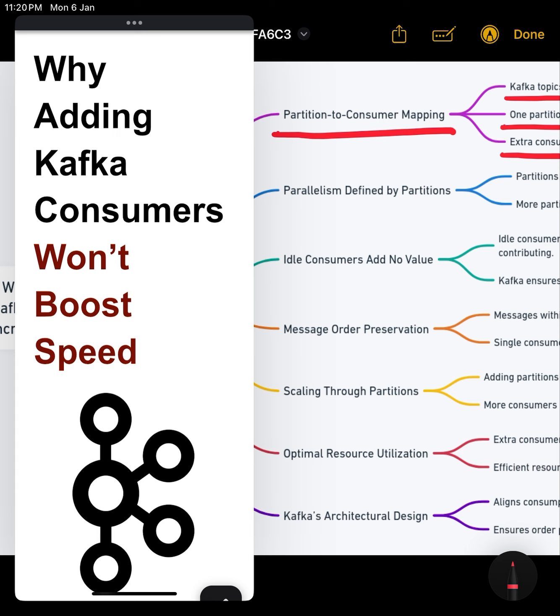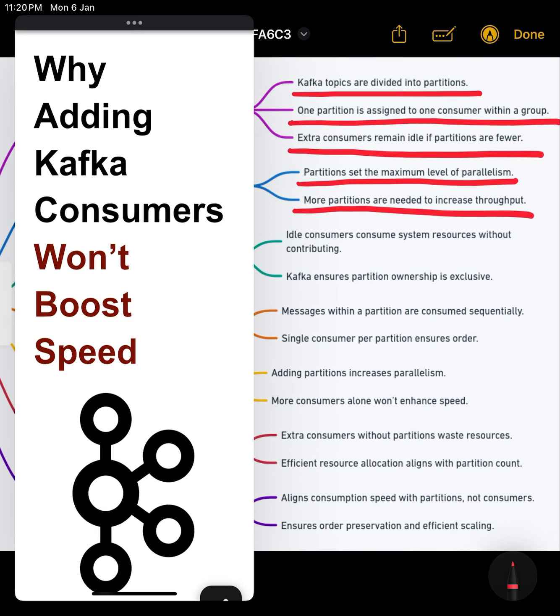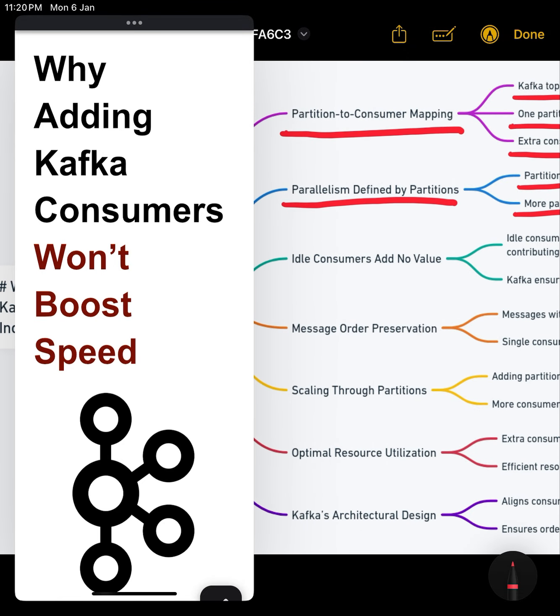2. Parallelism defined by partitions. Partitions determine the maximum level of parallelism. For example, a topic with 4 partitions can support up to 4 active consumers in a group. Adding a 5th consumer would not increase throughput, as only 4 partitions are available for processing. The number of partitions in a topic, not the number of consumers, defines the upper limit for concurrent processing within a consumer group.